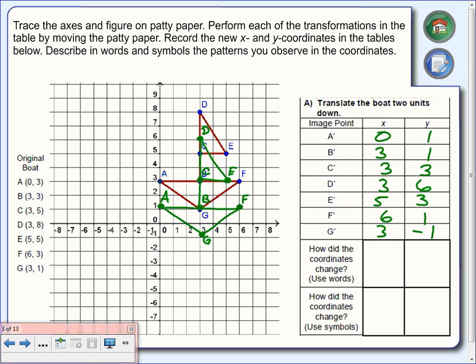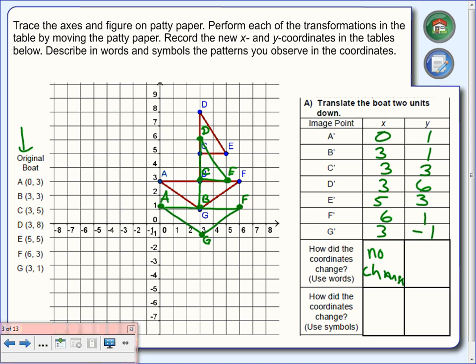What we're going to do now is take a look at these new points and compare them with the original boat. Okay? So if we look at the x values in our new boat, the 0, 3, 3, 3, 5, 6, and 3, how do they compare with the original boat, which is right over here, guys? What do you notice about the x values? They're the same, so there is no change. So right here we're going to put down that there is no change. They're exactly the same.